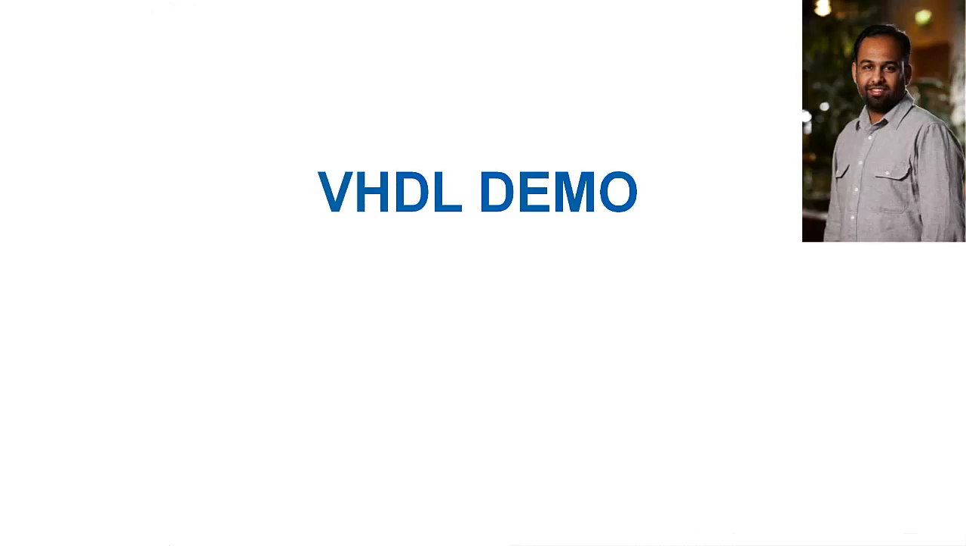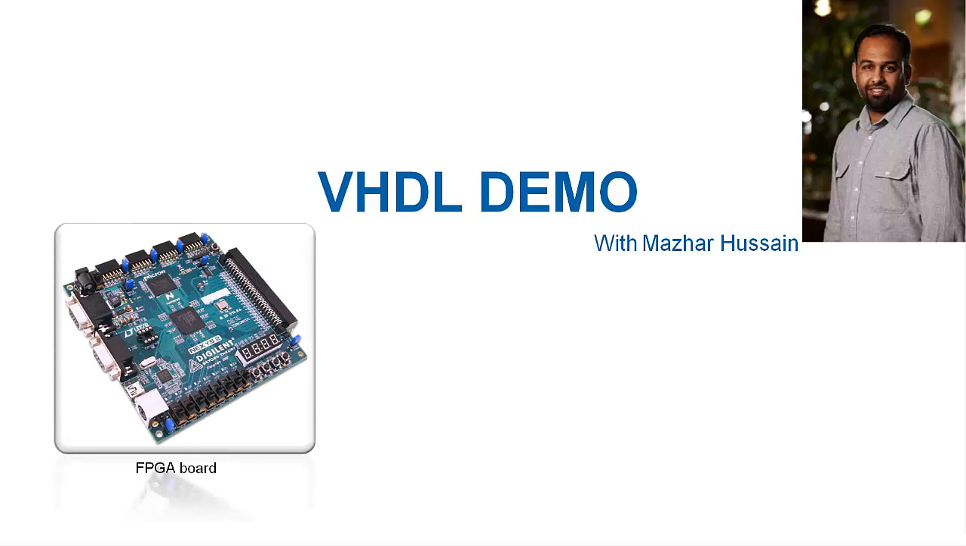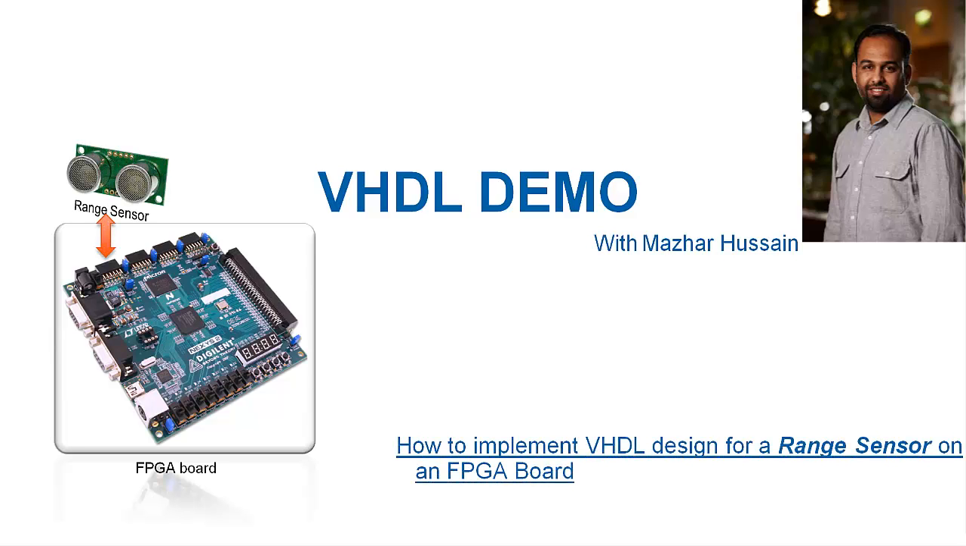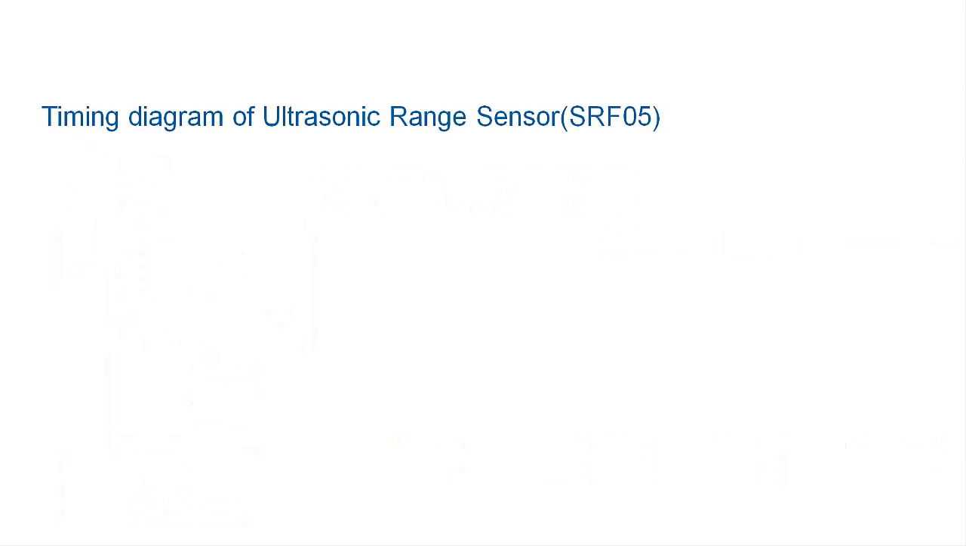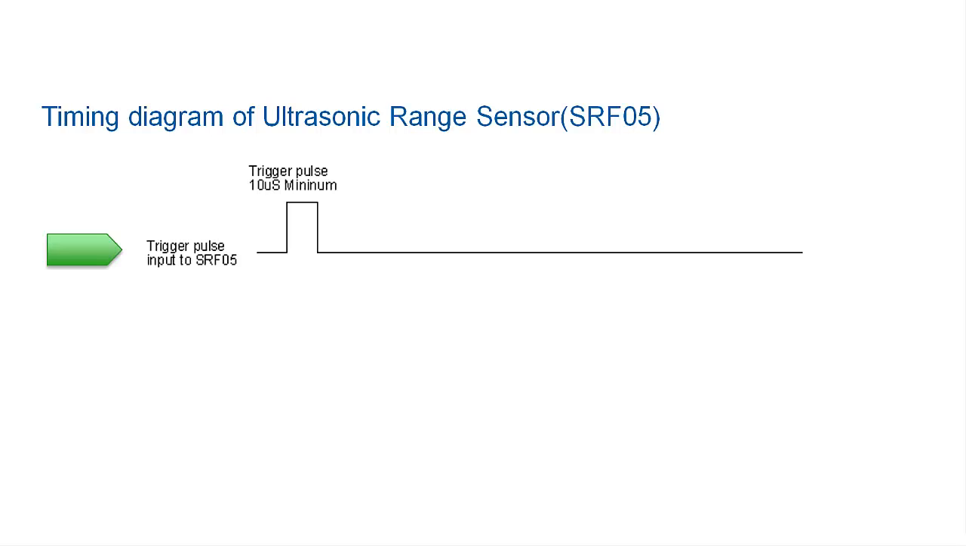Hi, I am Mazhar Hussain and I am presenting you a VHDL demo which is based on an FPGA device. This tutorial will introduce you how to create a rangefinder in VHDL and how to implement the design on an FPGA board. The ultrasonic sensor needs to have a trigger of minimum 10 microsecond pulse from FPGA as a command to start measuring the distance.